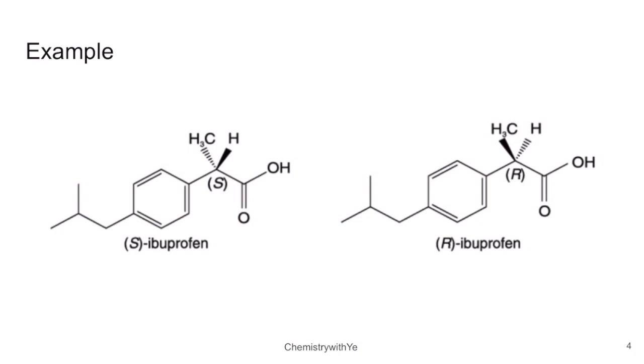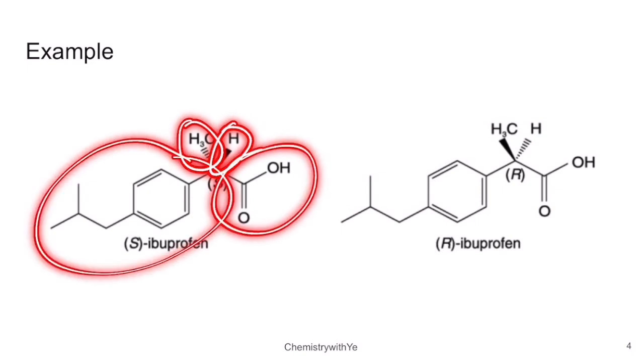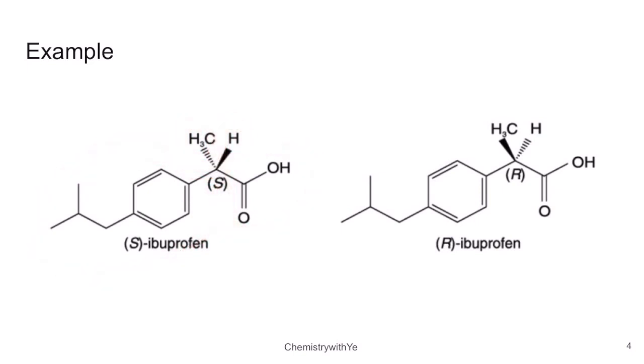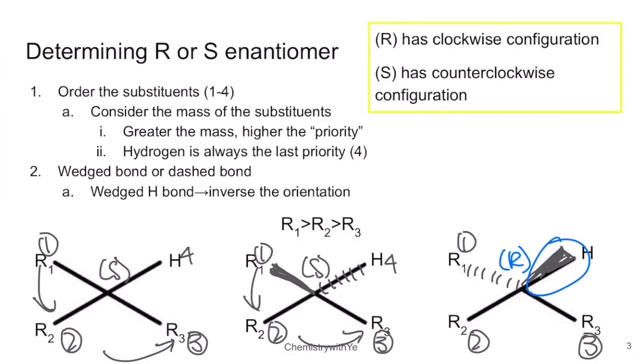An example problem is ibuprofen. So this is the chiral center of interest. And these 4 are the substituents. So hydrogen would automatically have the least priority, so you would number that with 4.